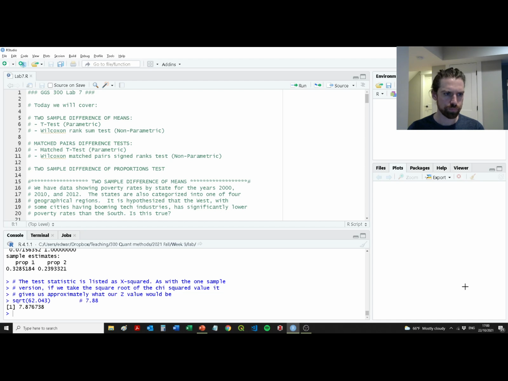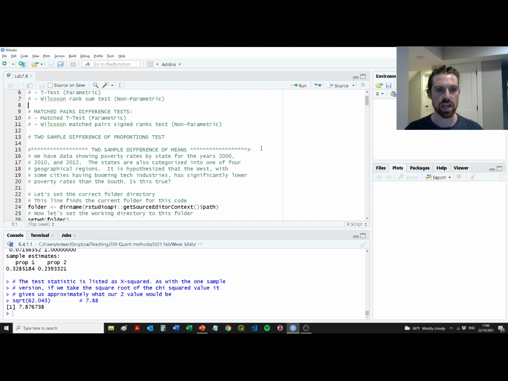Okay, so you should be able to download this code from the Blackboard website, and you should be able to open it up on your own machine. Obviously, it describes those different tests that we've got here.